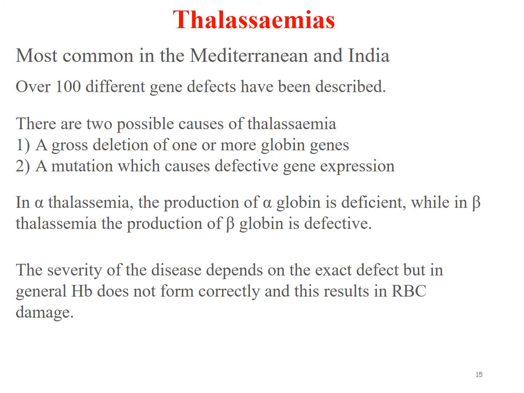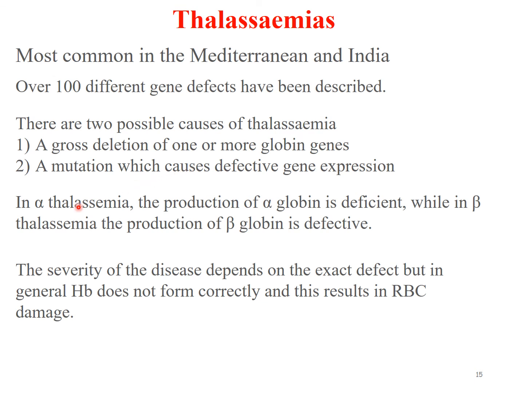And next, we'll look at the thalassemias. It is most common in the Mediterranean and the Indian region, while in Malaysia, about 1 in 20 people are carriers of thalassemia. With thalassemia, there could be more than 100 types of genetic mutations, but there are generally 2 possible causes of thalassemia. It is either a gross deletion of 1 or more globin genes, or it could be any mutation that affects the genetic expression level of these globin genes.